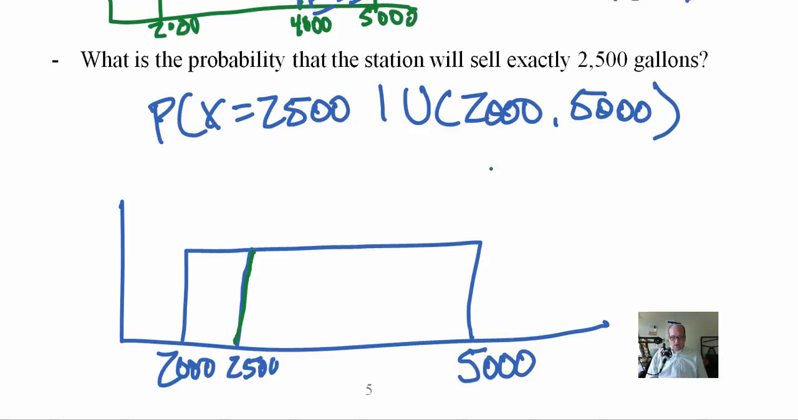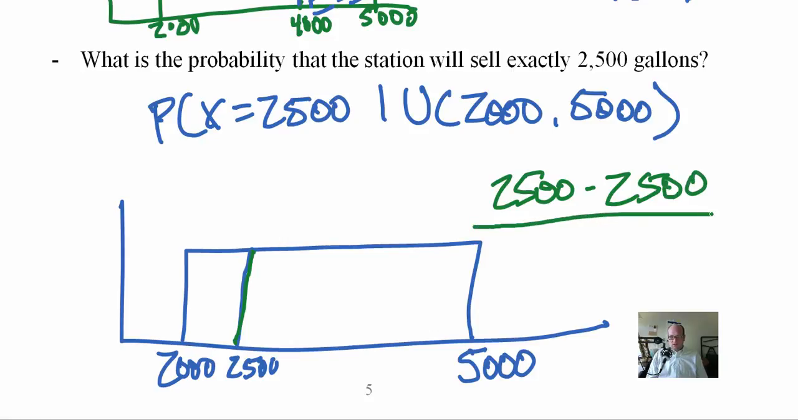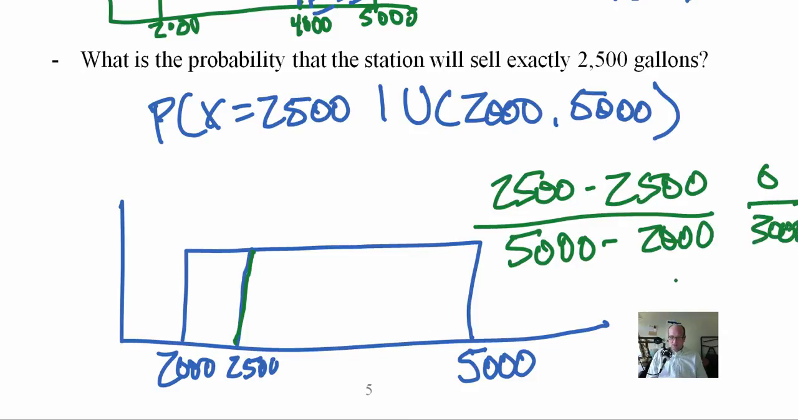All right, what's our numerator? Numerator is 2,500 minus 2,500. So far, that looks good. Denominator then is 5,000 minus 2,000. This equals 0 over 3,000, which equals 0.